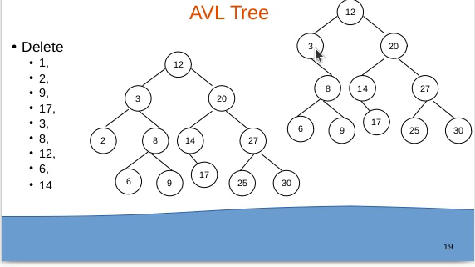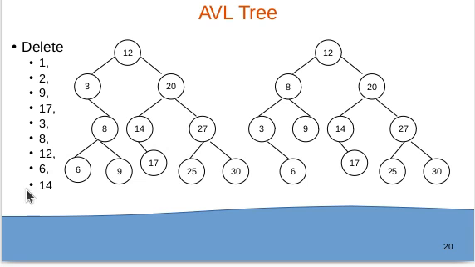So 8 will be the root here, and the left child of 8 will be the right child of 3, and 9 will be the right child of 8. So the left child will be the right child of this. So this is our AVL tree after deletion of 2.